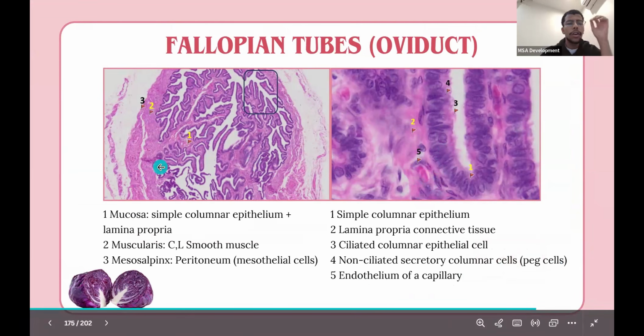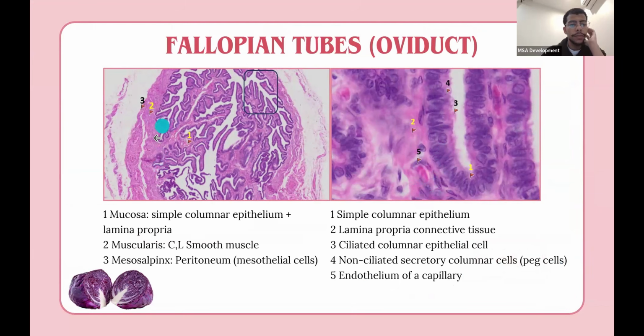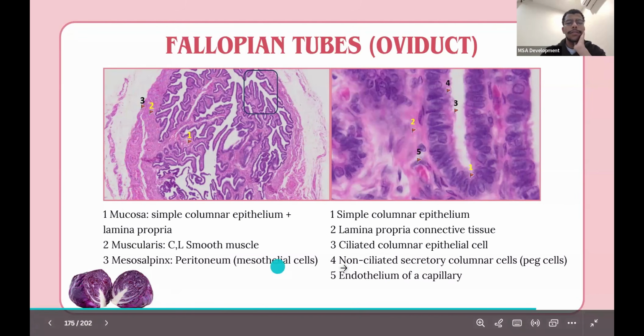Oh, and also one last thing I'd like to mention, that here the muscular layer is circular and then longitudinal. Okay, so circular, longitudinal, not 3. In males, in the vas deferens, we had LCL. Here it's just C and L. Okay, from inside to outside, CL. And then outside you have adventitia, which is called mesosalpinx.